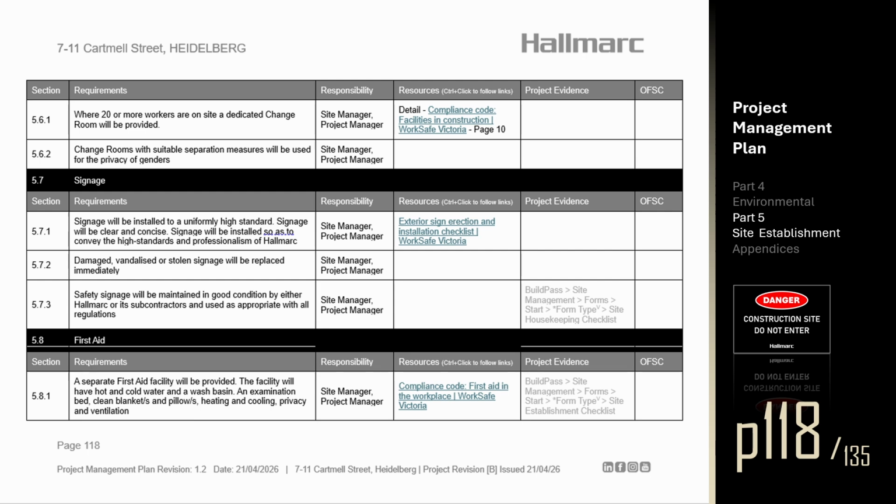Section 5.7. Signage. Section 5.7.1. Signage will be installed to a uniformly high standard. Signage will be clear and concise. Signage will be installed so as to convey the high standards and professionalism of Hallmarc.